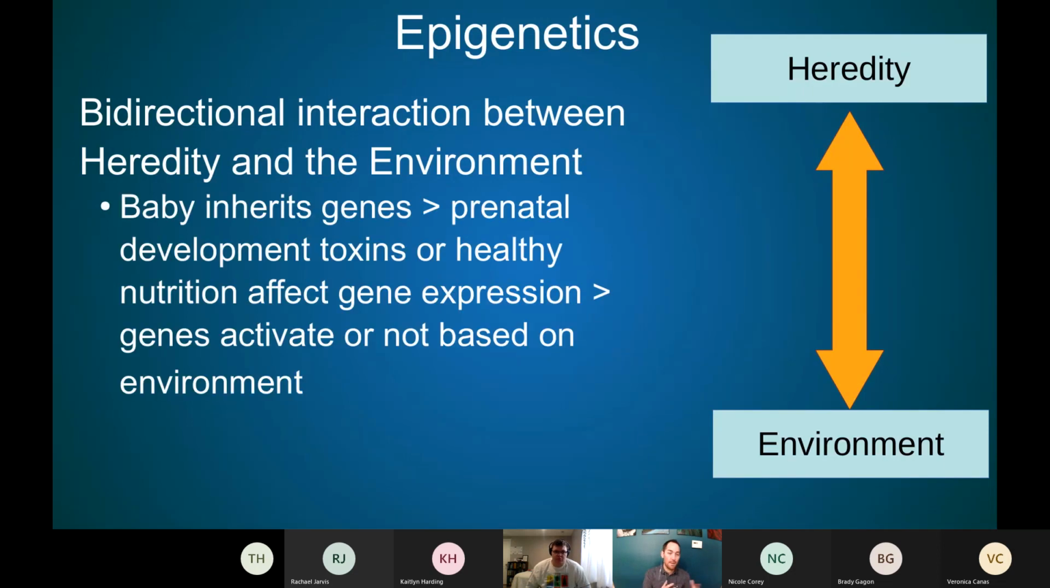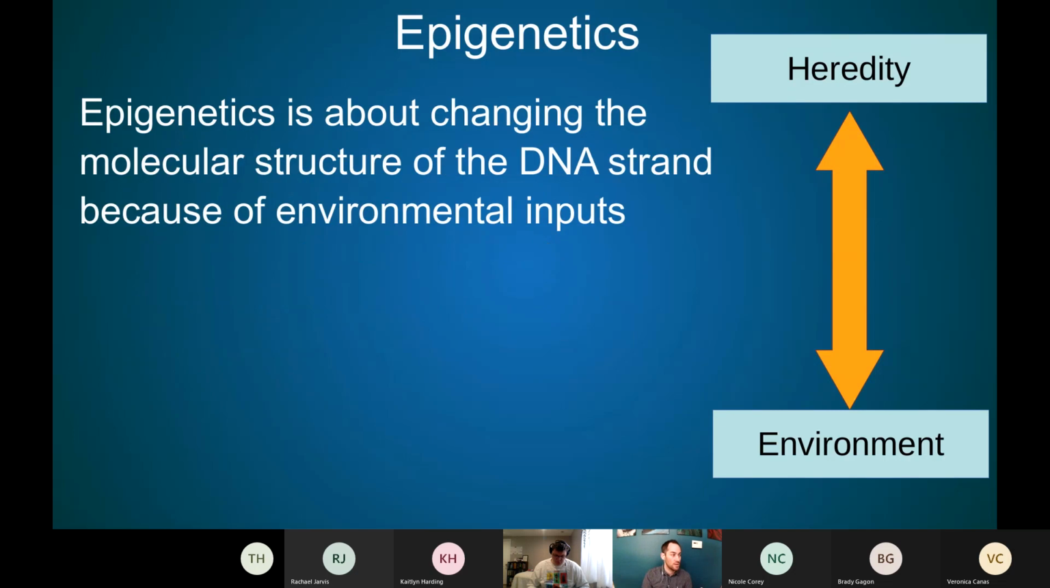So for an example, a baby would inherit genes based on the prenatal development. Maybe there's some teratogens or some toxins in the environment, or maybe there's not. That might affect the way genes are expressed in facial features in the case of fetal alcohol syndrome, or brain development might change based on that kind of toxin in the environment. So the environment has affected the way the genes are expressed. So again, that DNA stays the same, so the ATCG, but the way the protein reads it might change.